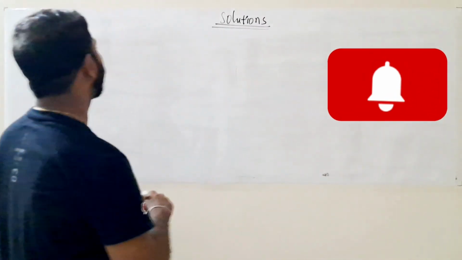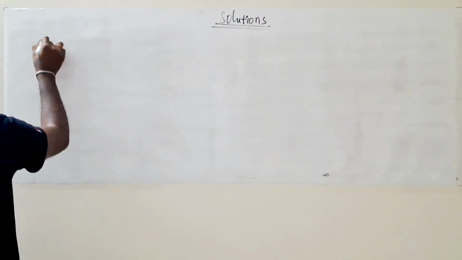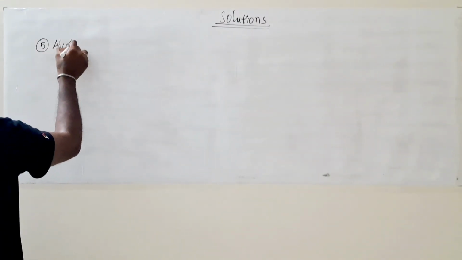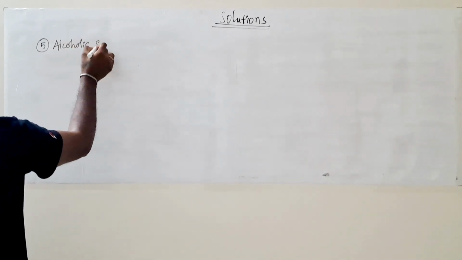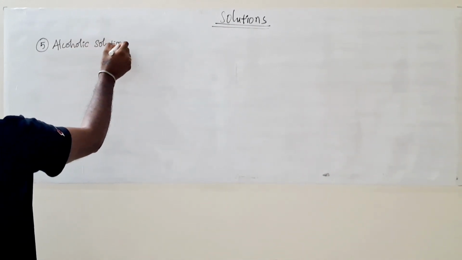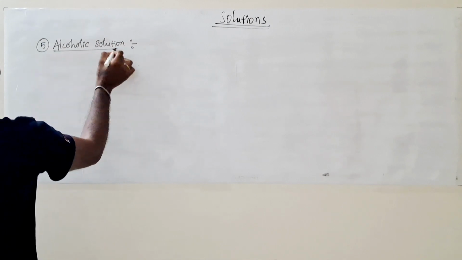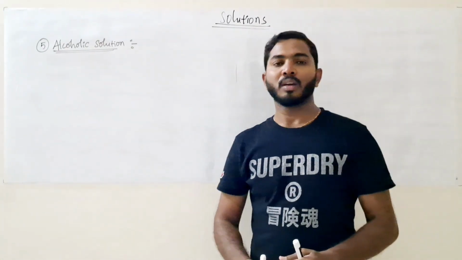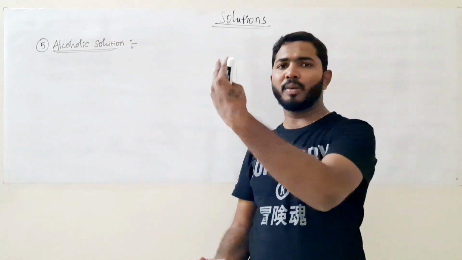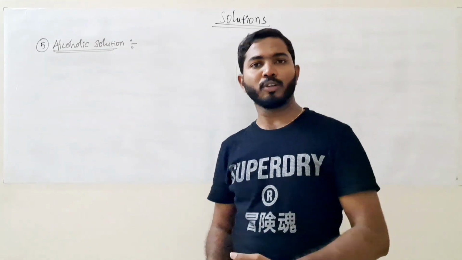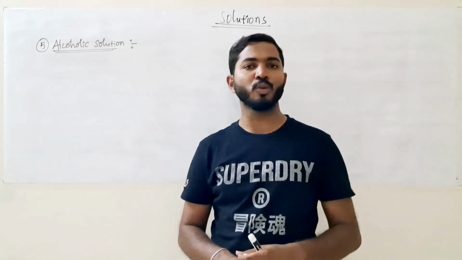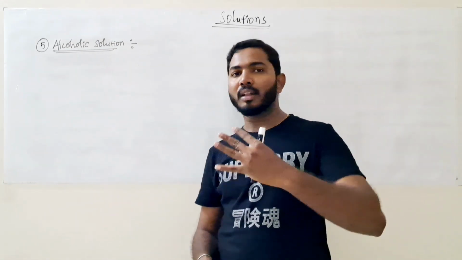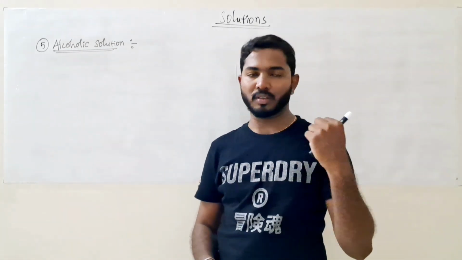Let's continue. The next one is alcoholic solution. So what is an alcoholic solution? Similarly to the previous case, we have seen that an aqueous solution is one where water is used as the solvent, and with any organic solvent other than water, it is non-aqueous.